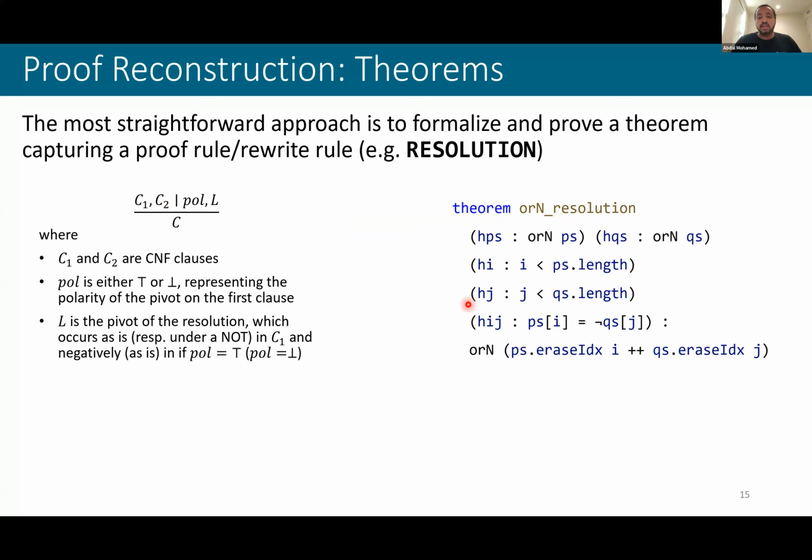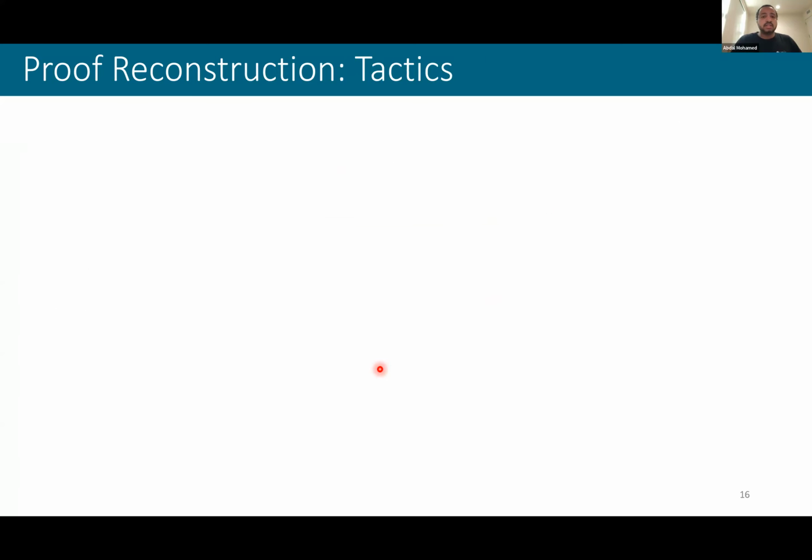And then if we have some I and J where the literals for I and J are basically different only by the negation symbol, then we can basically go and erase those 2 literals and get the resulting clause here. So this is a simple example of a theorem.